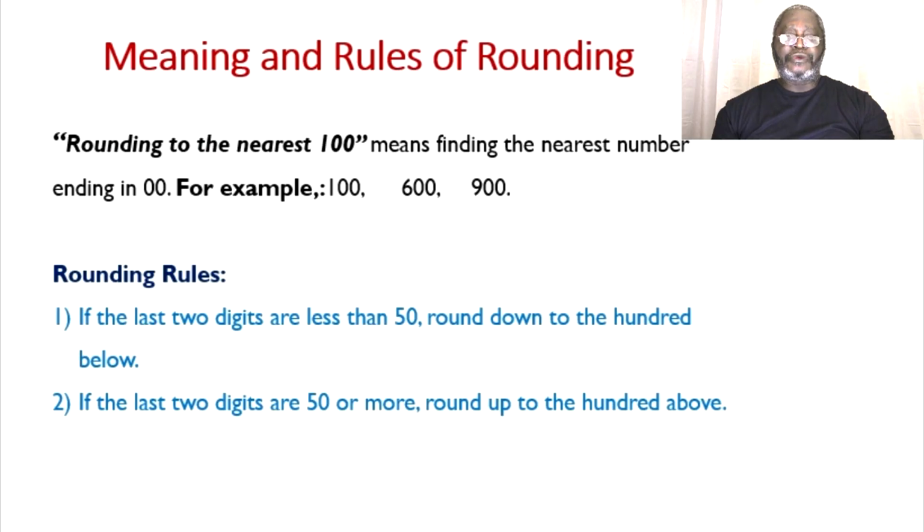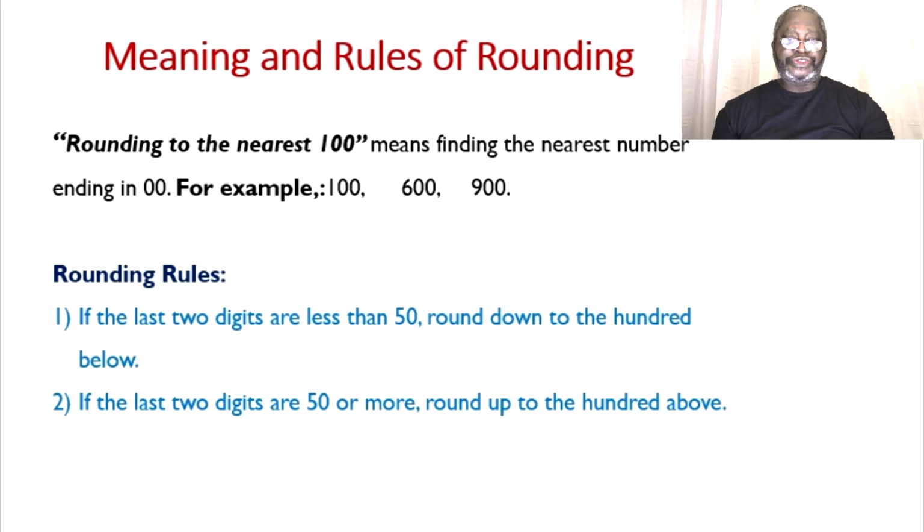Meaning and rules of rounding. Rounding to the nearest 100 means finding the nearest number ending in 00. For example, ending in 100, 600, 900, and so on. There are rules guiding us on rounding, which we have to comply with, mathematical rules.